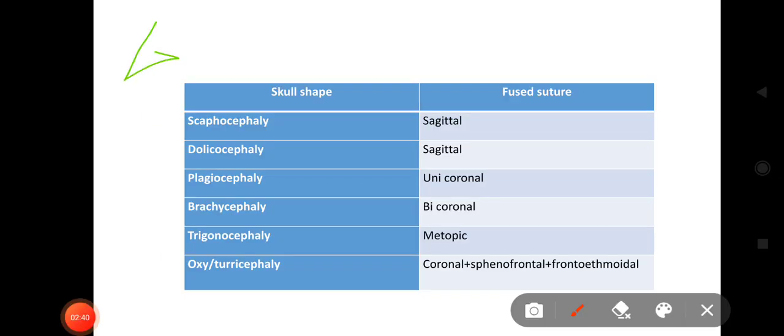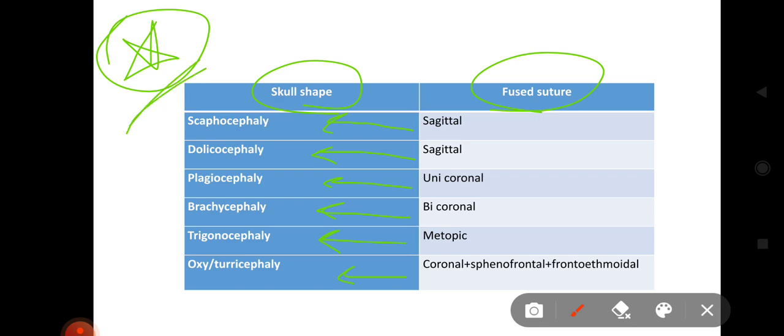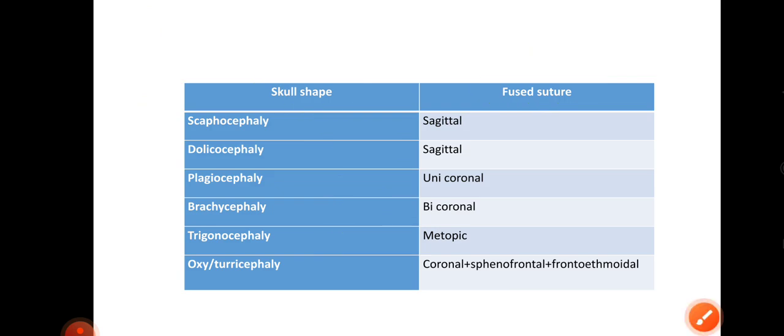Now important, this is the summary of skull shape and which sutures are fused prematurely. If sagittal sutures are fused, it gives a scaphocephaly skull. Again sagittal suture for dolichocephaly. So this was our question. Unicoronal suture, plagiocephaly; bicoronal, brachycephaly; metopic, trigonocephaly; coronal plus sphenofrontal and frontoethmoidal, then oxycephaly or turricephaly. The previous slide table is not that important, but you should remember this table because a question can be directly asked on which skull shape has premature fusion of which suture. So go through this table, this is important.